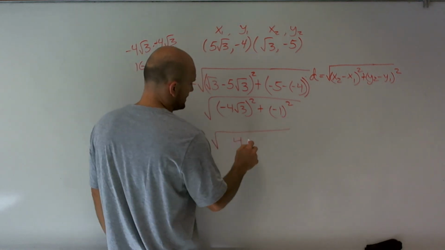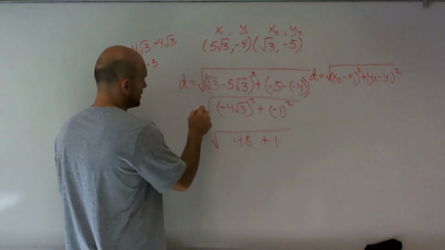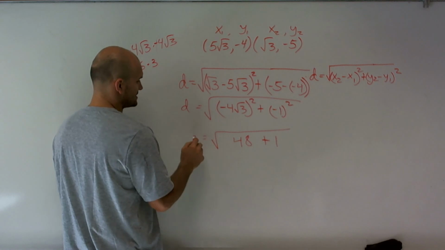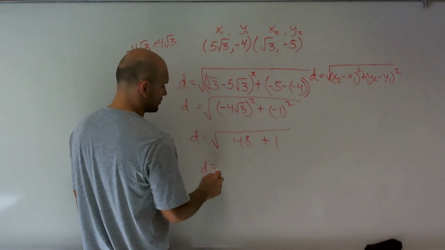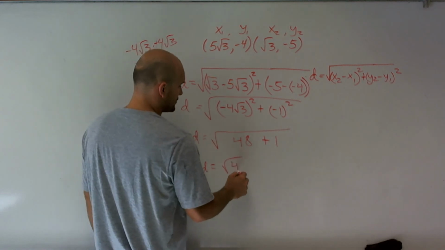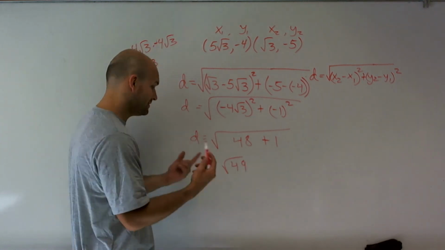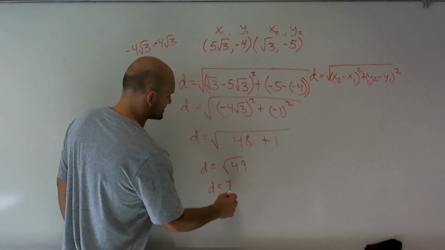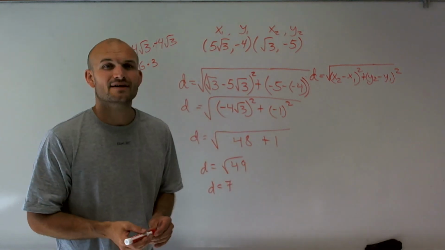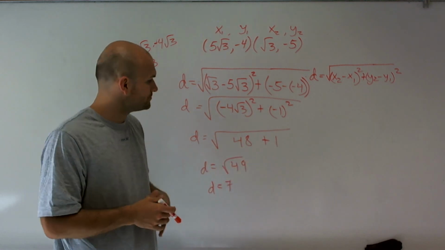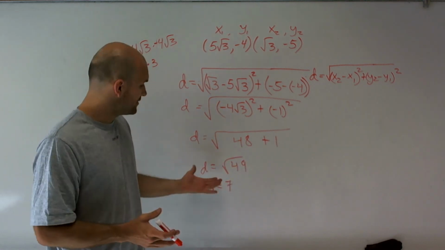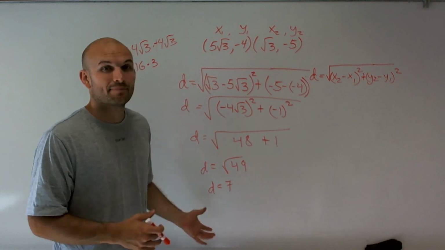So I have 48 plus 1, and this is all still under the square root for the distance. Under a radical expression, I can combine them, so I get the square root of 49. Taking the square root of 49, our distance is going to be a positive 7, because remember, distance always has to be a positive quantity. So our distance in this example is 7.